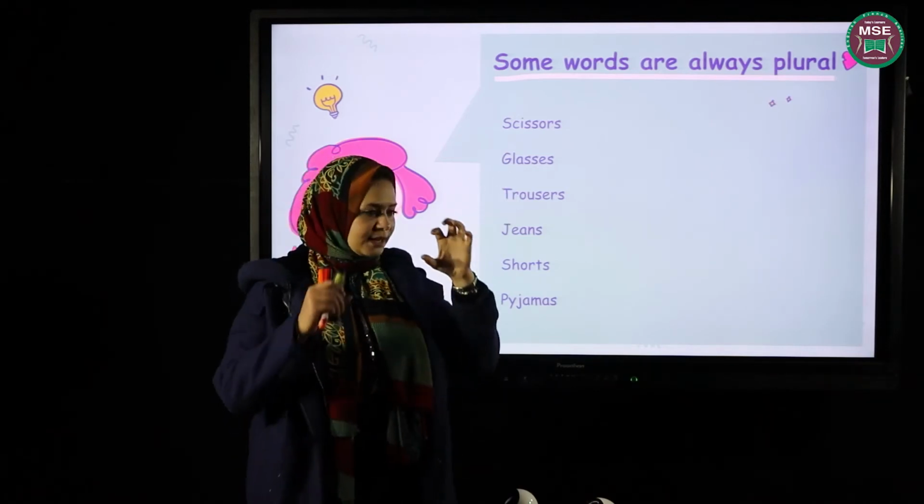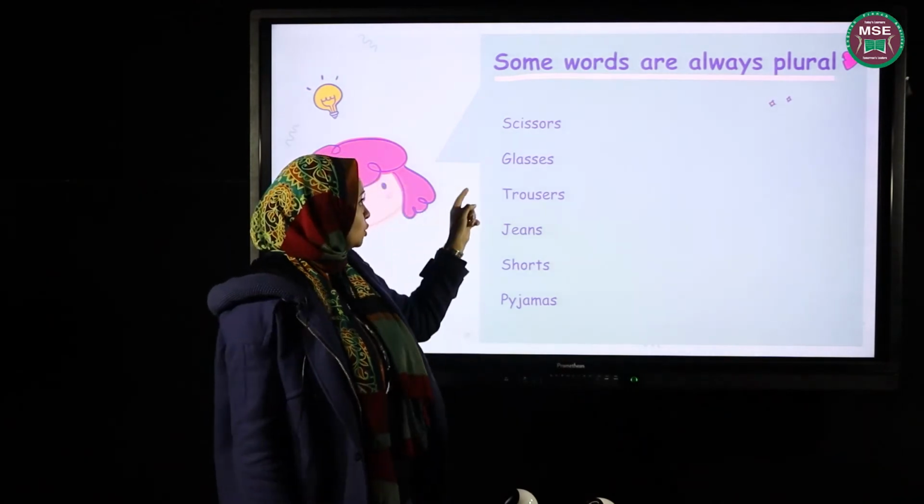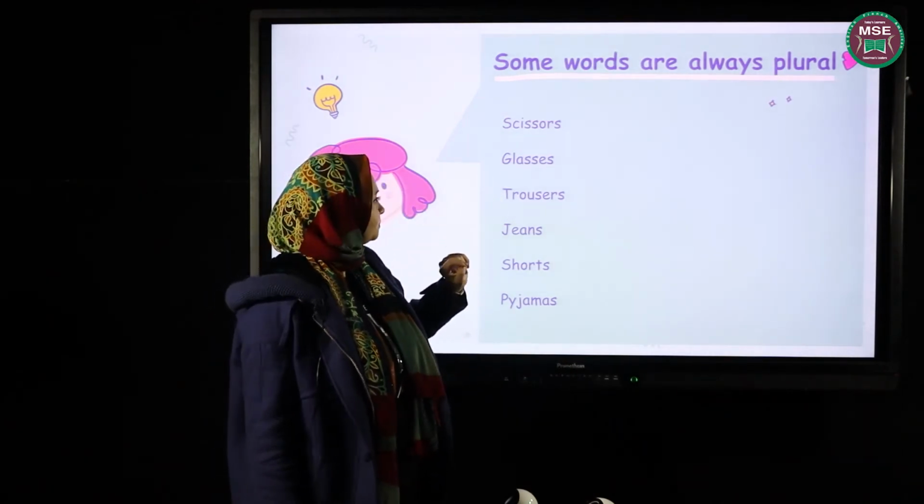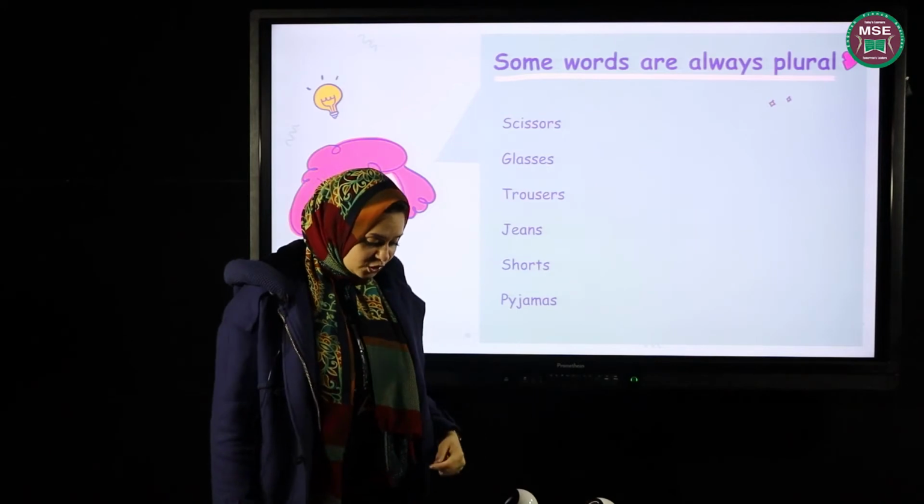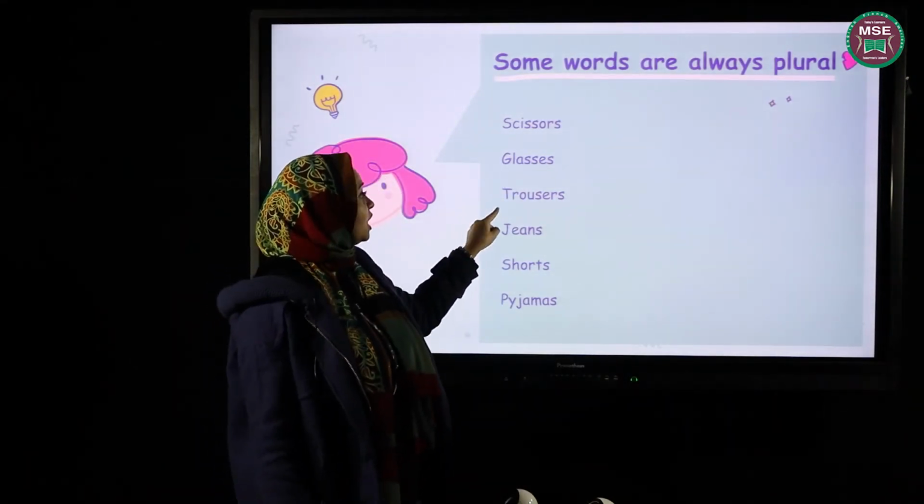Glasses. I can't wear just one glass. You must wear both together. So I'm going to say glasses. Trousers. Can you wear just one leg? No, you must wear both. So you must say trousers.